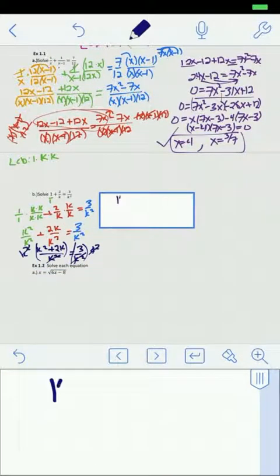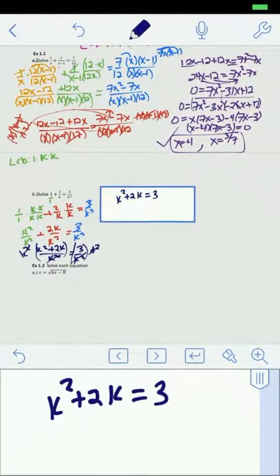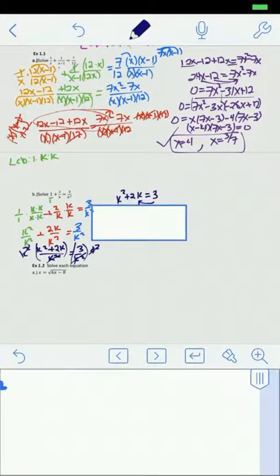and I can see that k squared plus 2k is equal to 3. Awesome, so I took away the denominators by putting them in the numerator, right? I took away the denominators by putting them in the numerator. Then I can move the 3 over to one side. I get k squared plus 2k minus 3 is equal to 0.